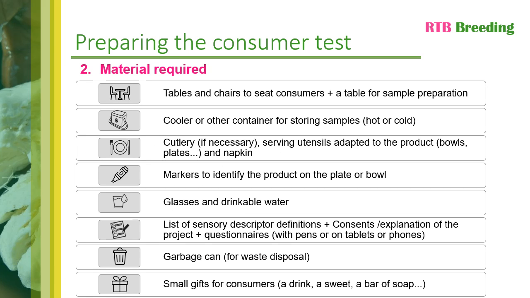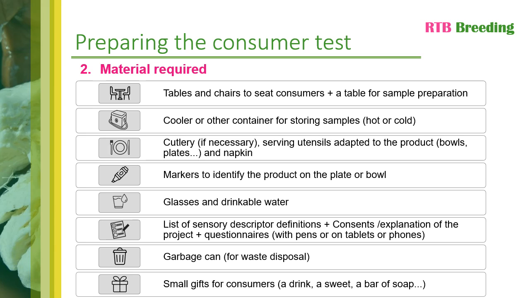Once you have a team, you can assemble the necessary equipment for the consumer test. First of all, you will need to choose a place to carry out the test, which could be in the street, near a market, in a restaurant, and so on. You will need tables and chairs so the consumers can sit down during the test, as well as tables on which to place the equipment and samples. For the test, you will of course need your samples ready to be consumed, which can be kept in coolers if they need to be kept hot or cold.